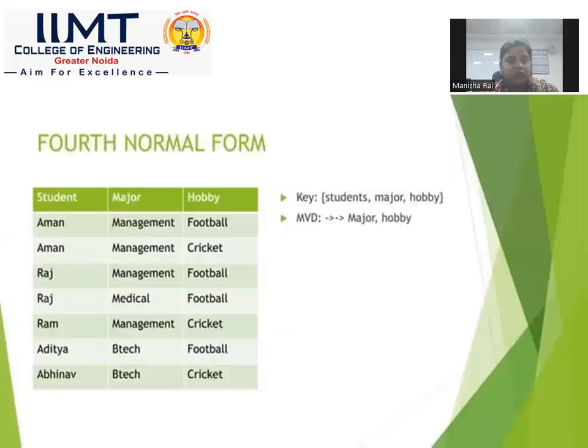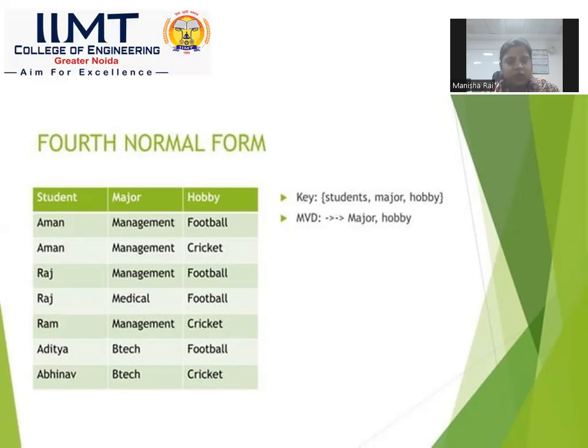Here we again design a student table. If you look carefully at this table, you will find an interesting pattern. One student has opted for more than one major or more than one hobby. Like Aman has one major, that is management, but he opted for two hobbies, that is football and cricket. Also Raj, as a student, opted for two majors, that is management and medical, but has only one hobby, that is football.